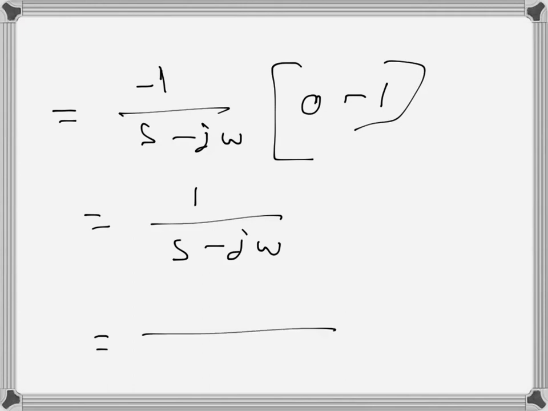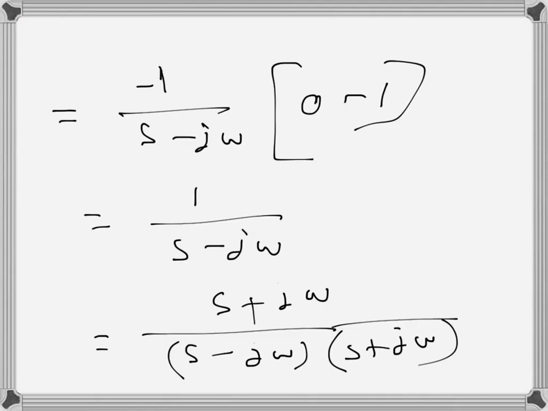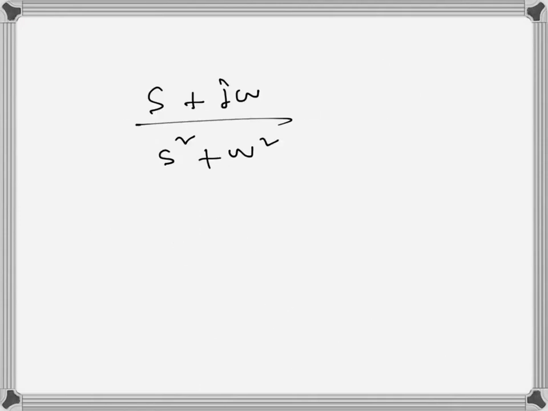So 0 minus 1, and we will have 1 over (s minus j omega). What we do is multiply both numerator and denominator by (s plus j omega) in order to get rid of the imaginary part in the denominator. So it becomes s plus j omega over s square minus j omega square.